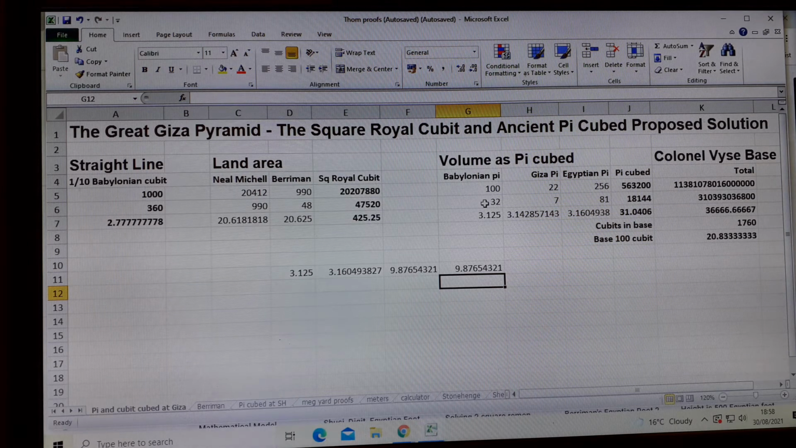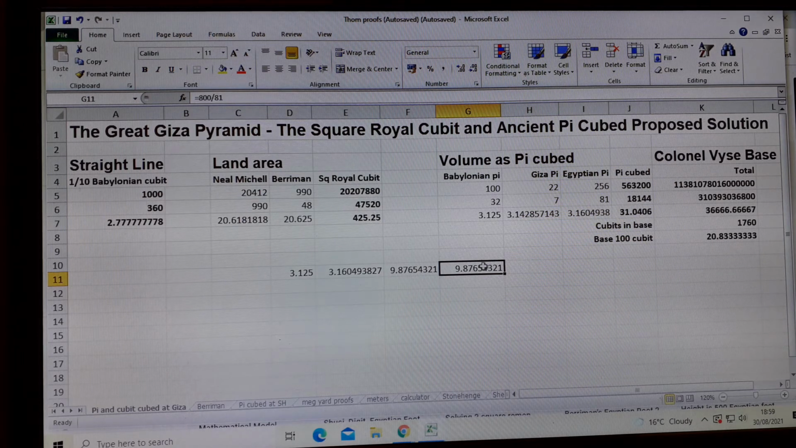So these two units here, 3.125 and 3.1604.938, Egyptian pi and Babylonian pi, they're extreme measures. And Giza pi is falling in between them. And the Egyptians were aware of these two units and that they came to this. And that this is what Berriman tells us.